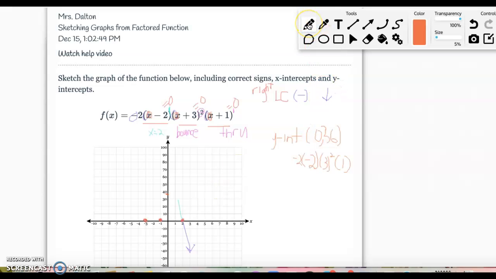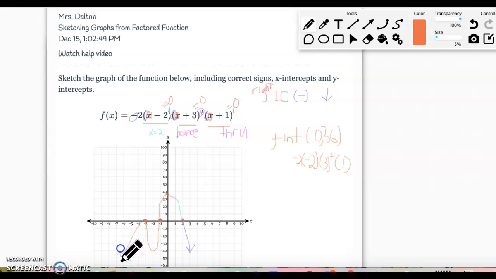So what's going to happen is this is going to continue to come up, it's going to cross there, and it's going to come down and hit this x-intercept at -1, and so it's going to go through it, and then it's going to have to come back up. And at -3, remember, it bounces. So it comes up and it bounces off of it and then goes back down.